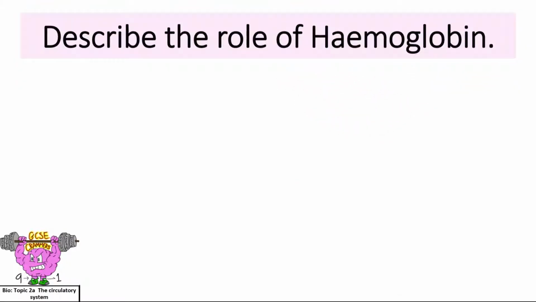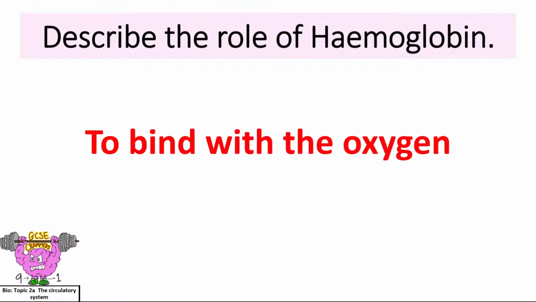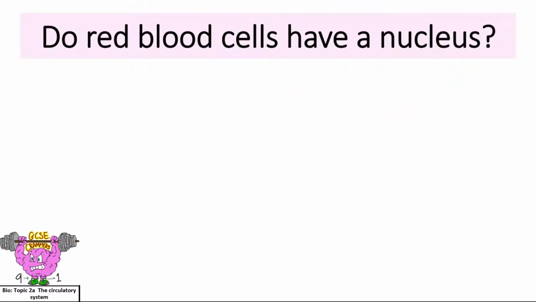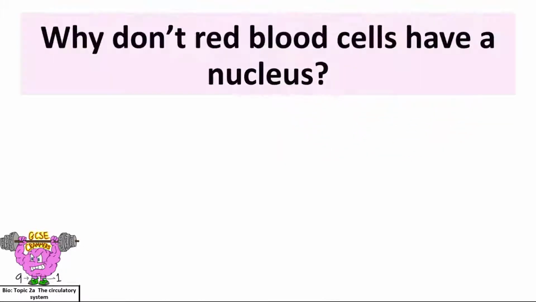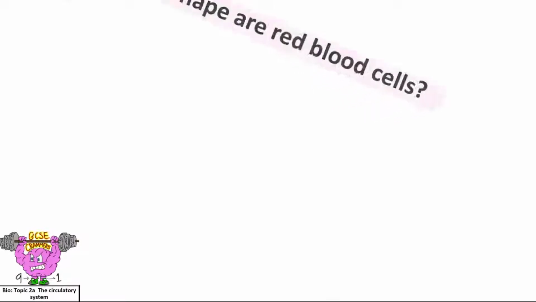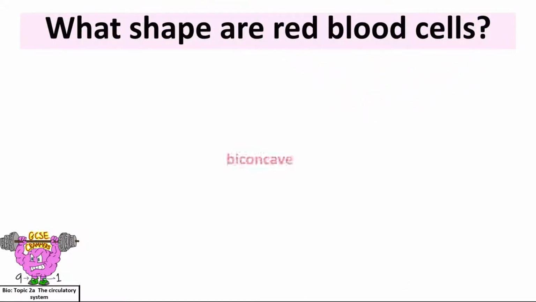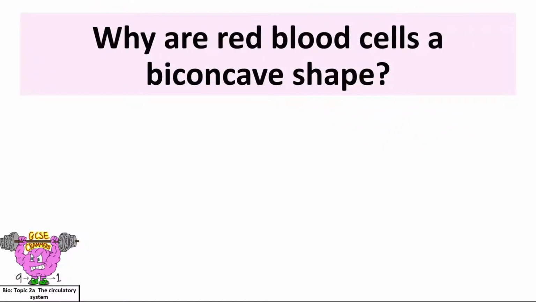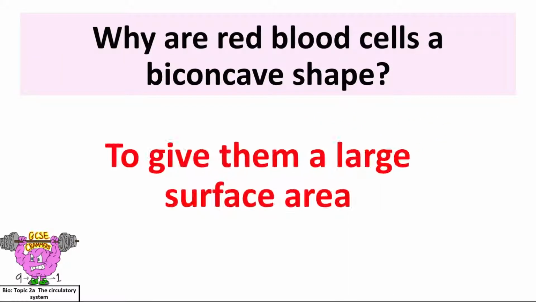Describe the role of hemoglobin. To bind with the oxygen. Do red blood cells have a nucleus? No, they don't. Why don't red blood cells have a nucleus? So there's more space available to carry oxygen. What shape are red blood cells? They are biconcave. Why are red blood cells a biconcave shape? To give them a large surface area.